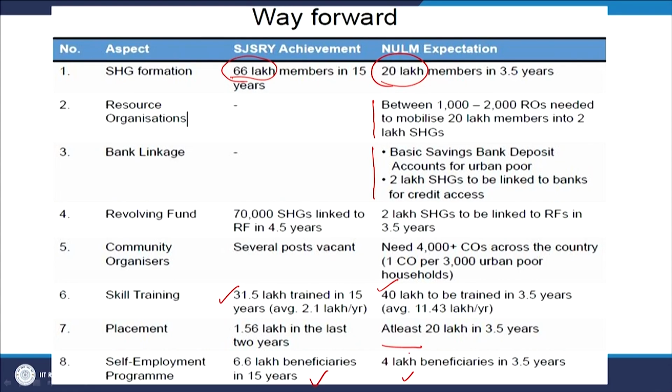So, in a comparative scenario, NULM is the meaningful continuation of SGSRI with more linkage and convergence between other schemes like shelter and street vendors. If NULM is continued in a better, meaningful and desired manner, it will very soon be able to eliminate, mitigate or at least reduce the poverty level in urban areas. That is the message we get from this program.